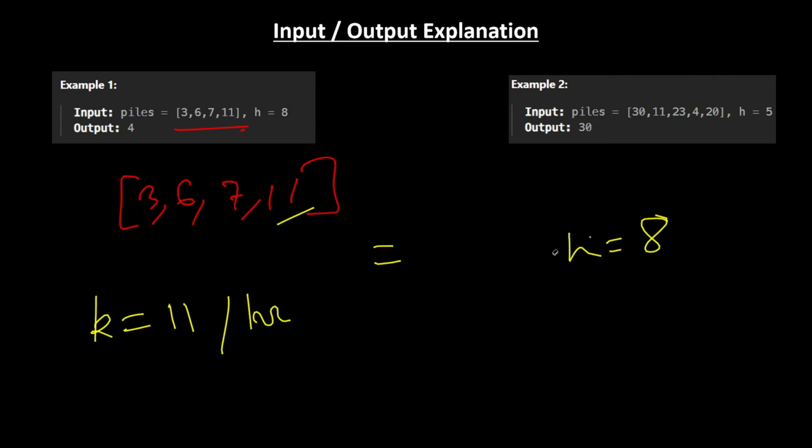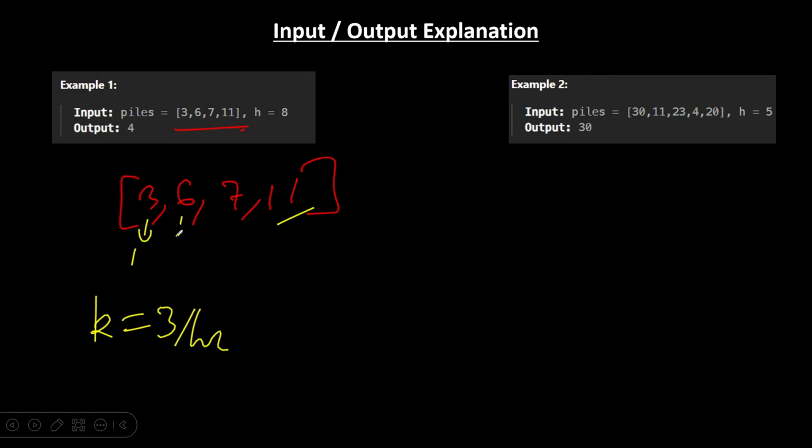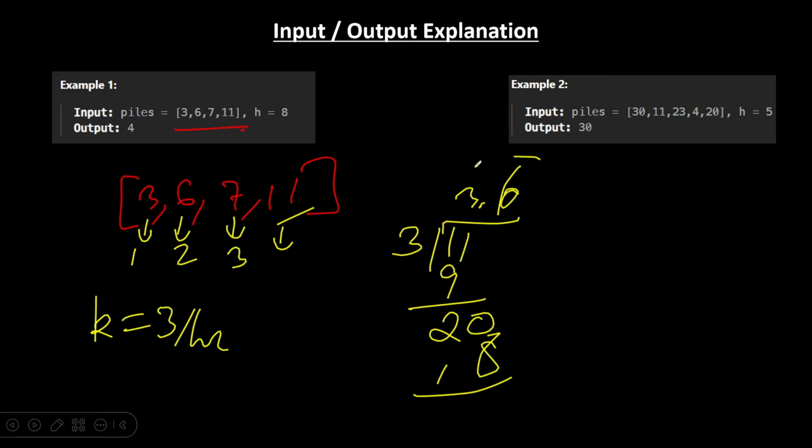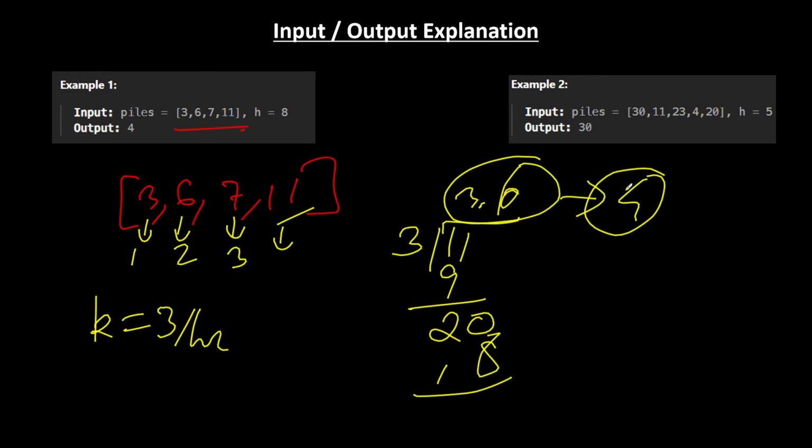Okay, so let's take another value. Let's take 3. She says that I will eat 3 bananas per hour. So this will take 1 hour, this will take 2 hours, this will take 3 hours. How many hours will 11 take? 11 divided by 3: 3 times 3 gives me 9, and the remainder is 2. So a decimal point will come, and we have to take the ceiling value of this, which will be 4, correct?